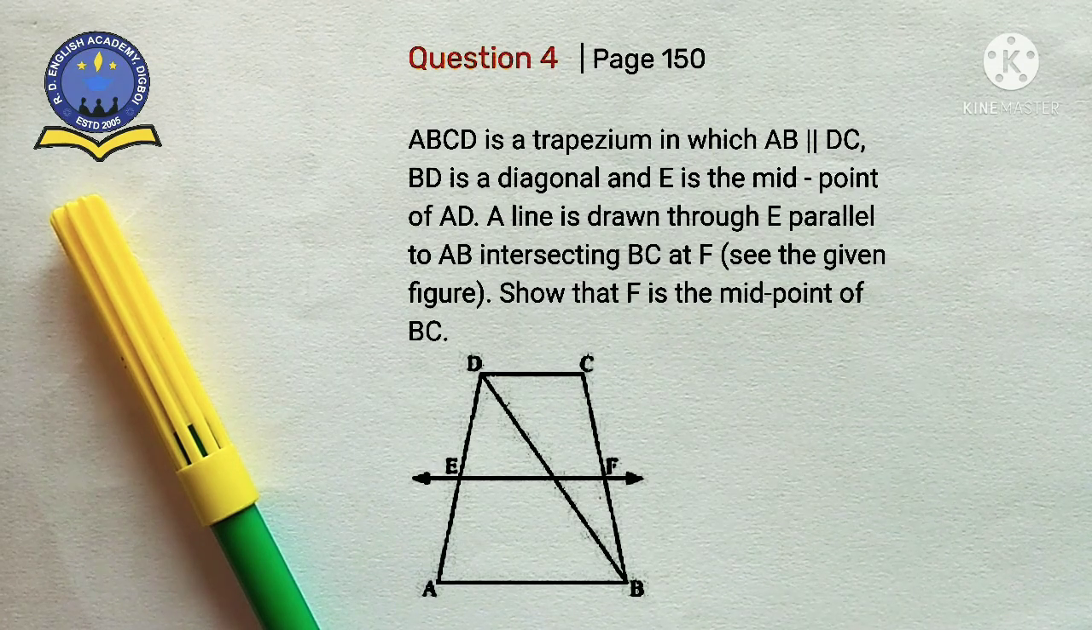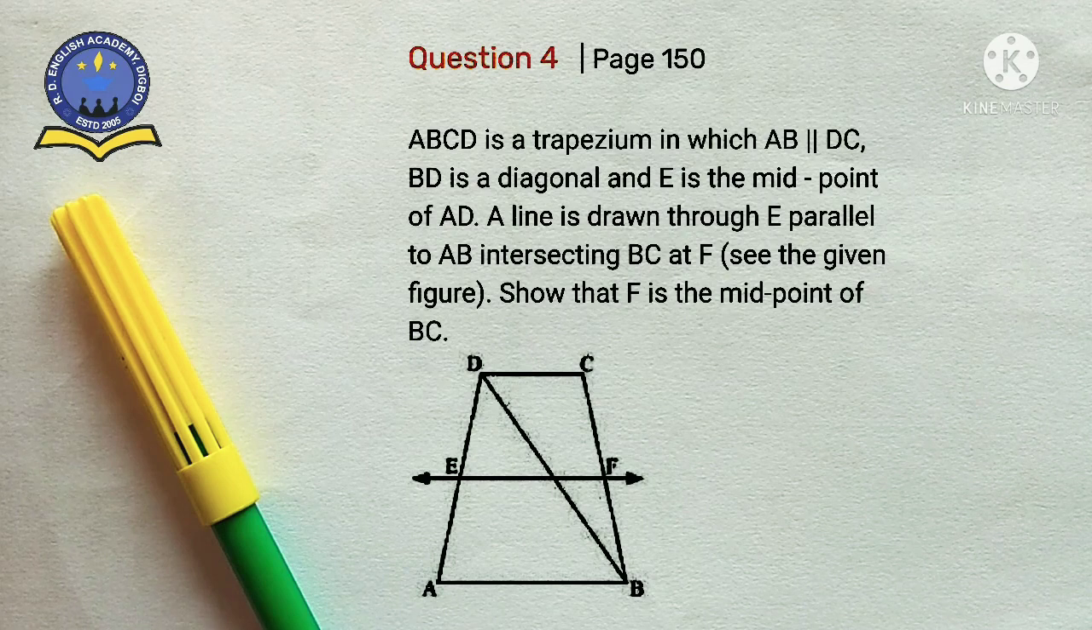The question is: ABCD is a trapezium in which AB is parallel to DC. BD is a diagonal and E is the midpoint of AD. A line is drawn through E parallel to AB intersecting BC at F. As you see, the figure is given here, so that F is the midpoint of BC. So in this case, we have to prove F is the midpoint of BC. We need to prove this, isn't it?